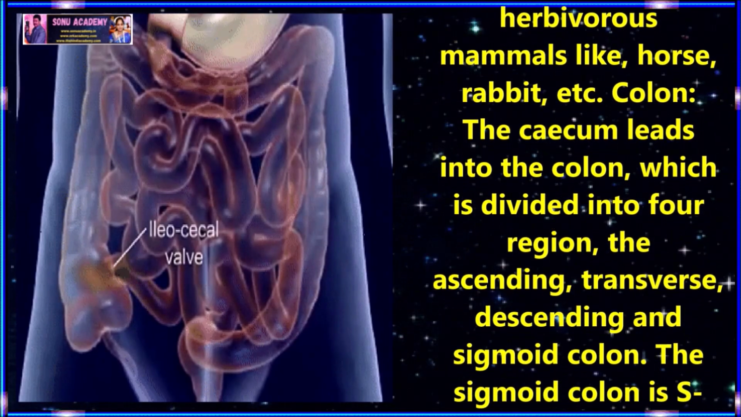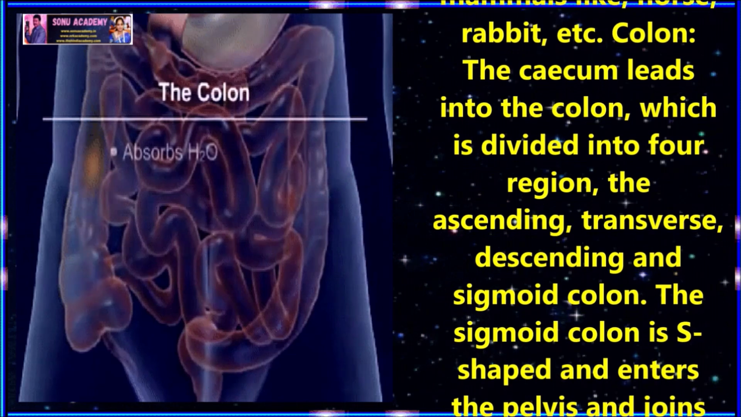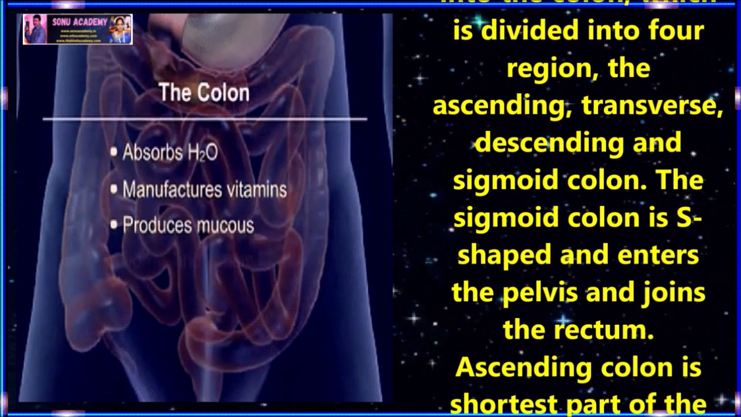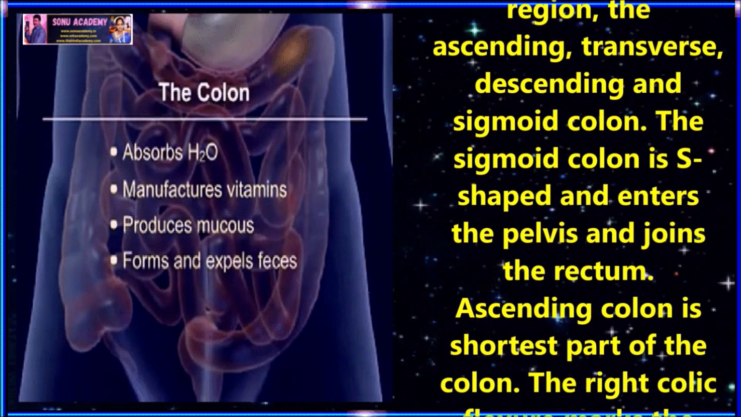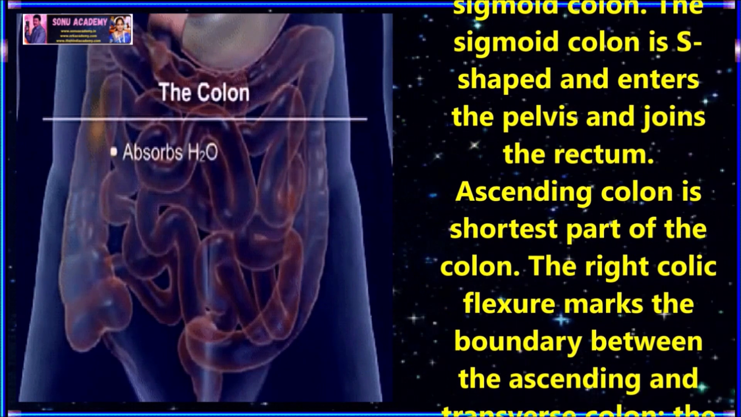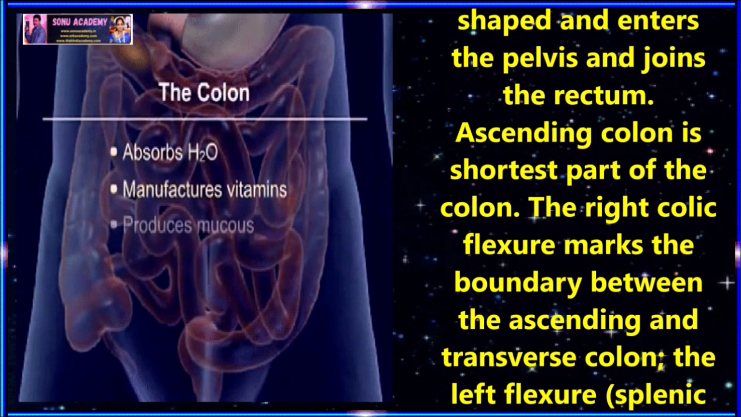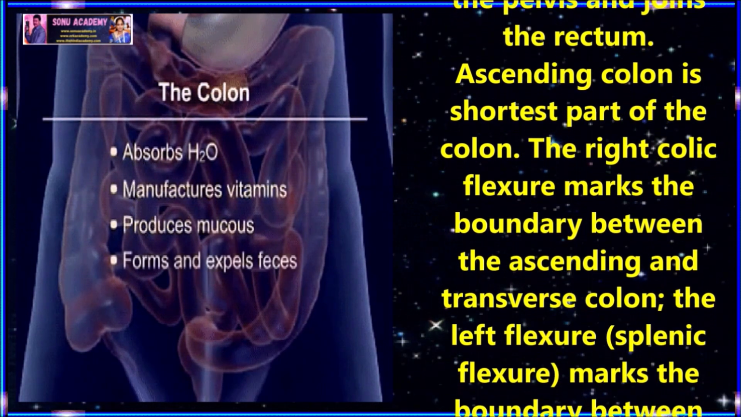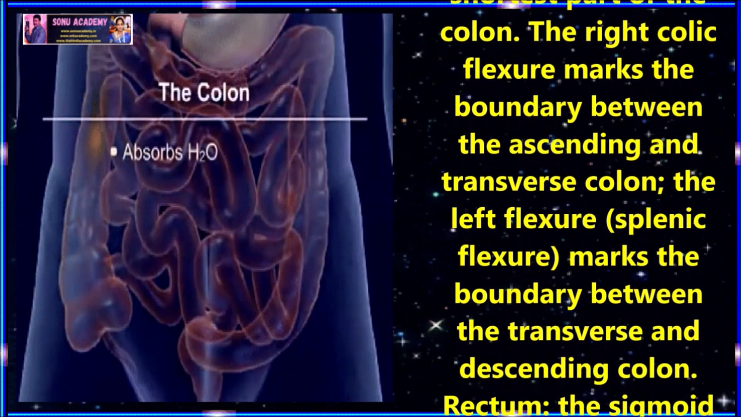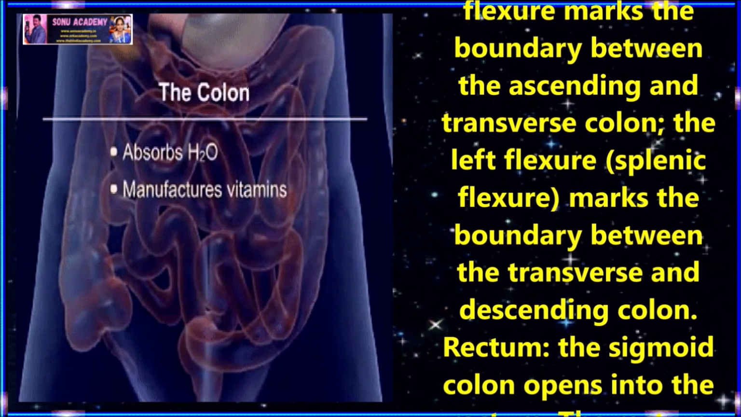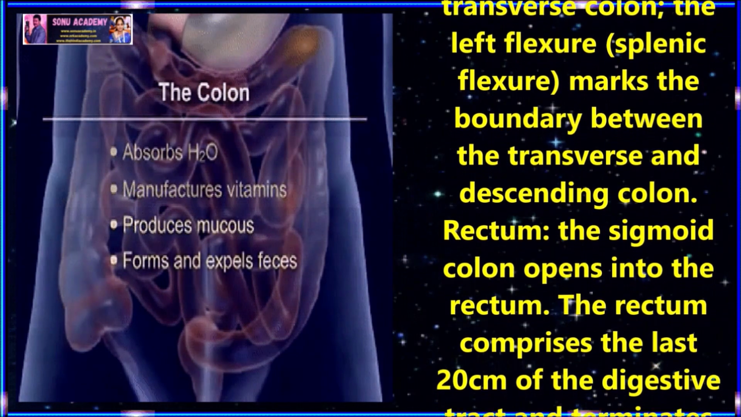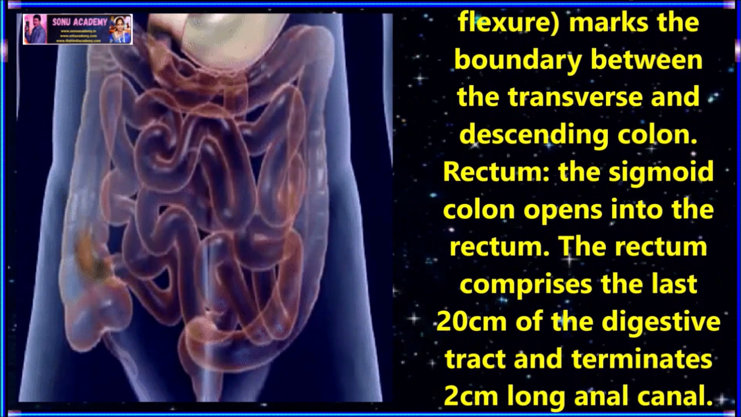Now let us discuss the colon. The cecum leads into the colon, which is divided into four regions: ascending, transverse, descending and sigmoid colon. The sigmoid colon is S-shaped, enters the pelvis and joins the rectum. The ascending colon is the shortest part of the colon. The right colic flexure marks the boundary between the ascending and transverse colon. The left flexure marks the boundary between the transverse and descending colon.